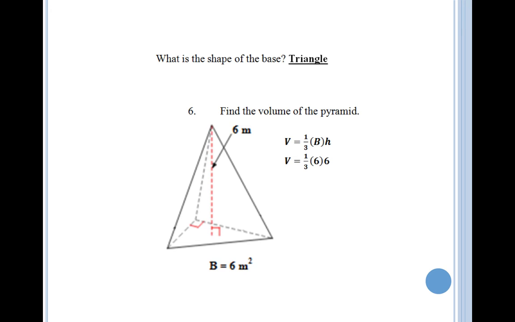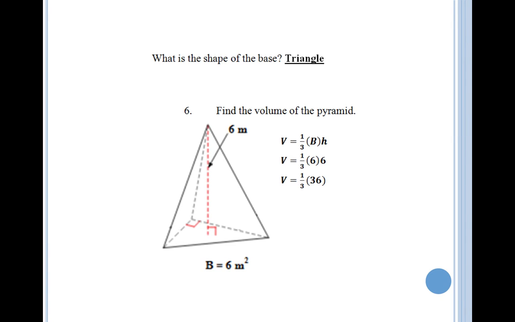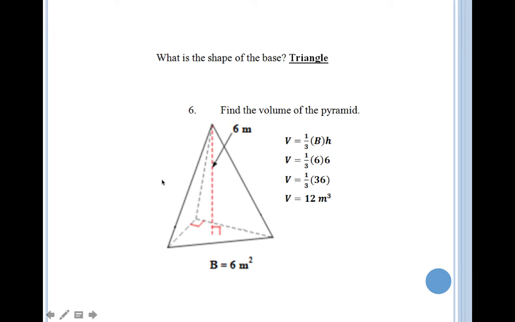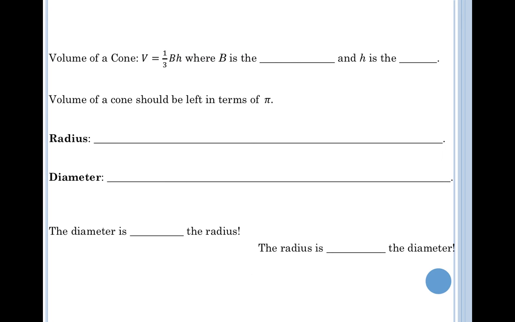I'm going to do 6 times 6 first. That gives me 1/3 times 36, or divided by 3, whatever. You get V equals 12. Again, look at your units. Meters, meters, meters cubed. Go ahead and flip it to the back.